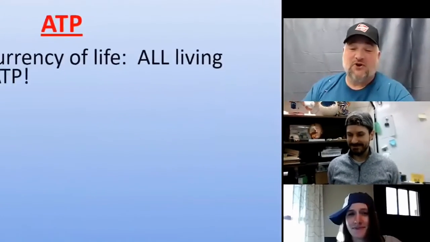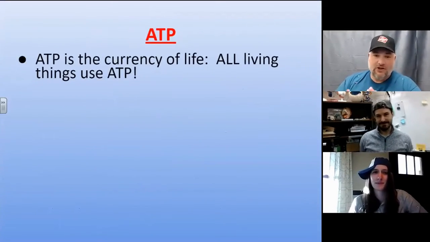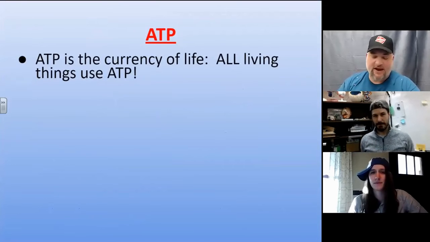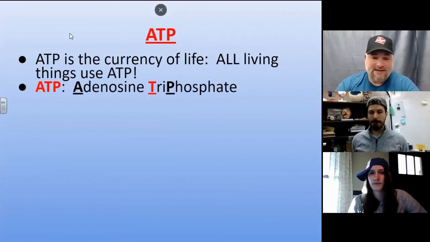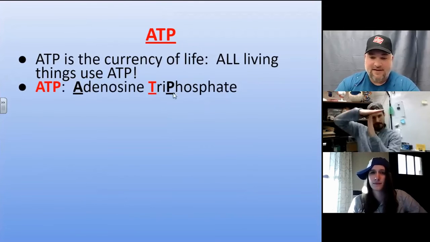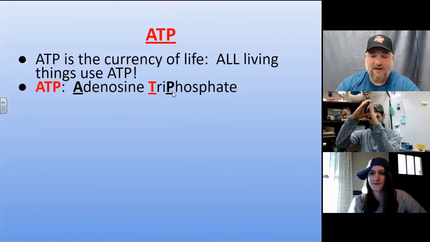So ATP is the currency of life. All living things use ATP as their primary energy molecule. And ATP stands for adenosine, there's the A, tri, there's the T, and phosphate, there's the P.